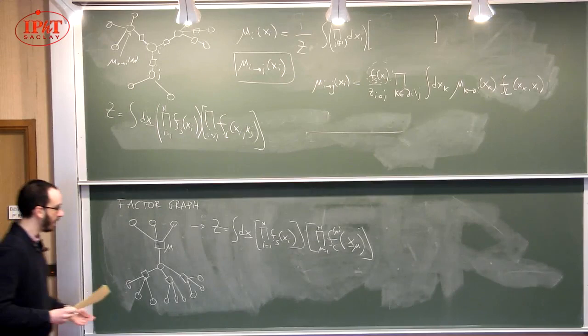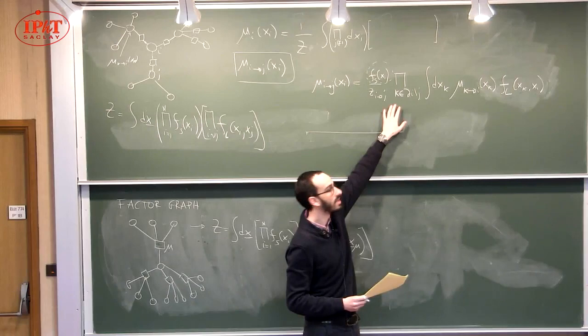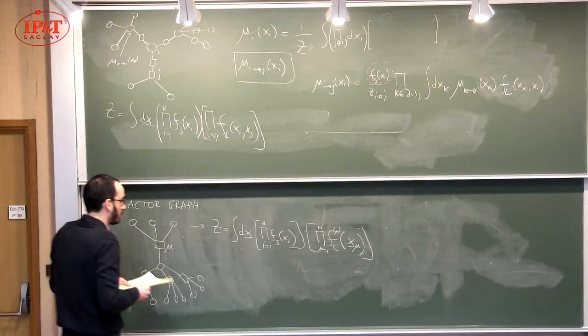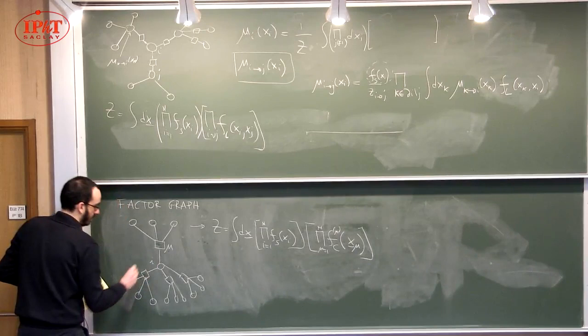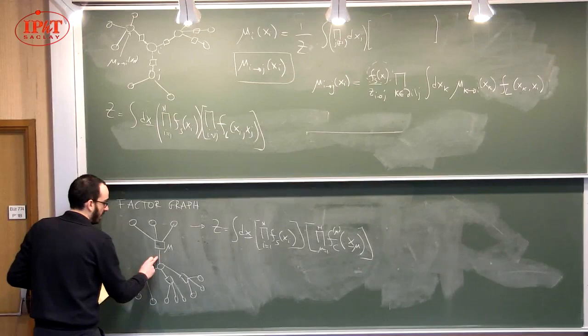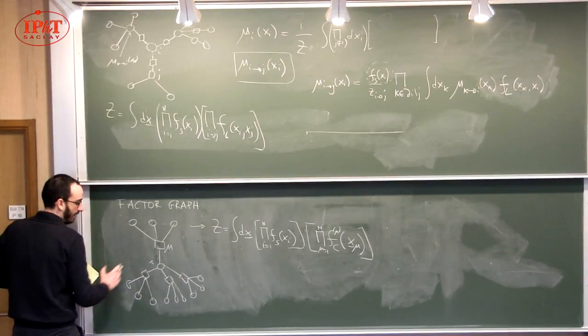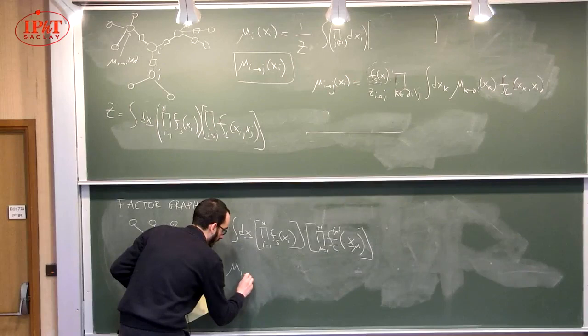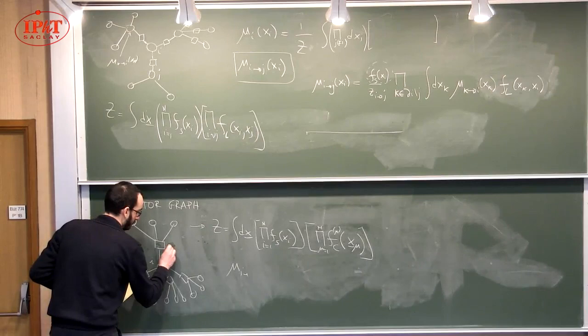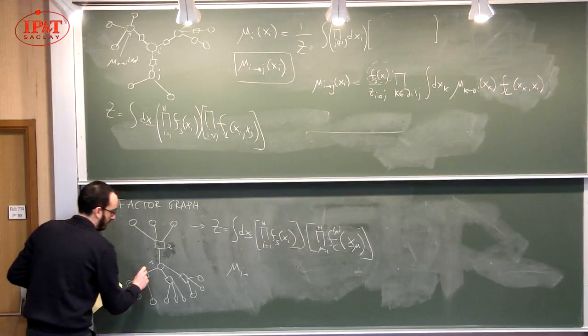And now we can write an equation that is in the same spirit of this one, just by using the same argument. So let me consider a site i, and this is mu. Then what I can do is that I can remove this link, the fact that this variable enters into this interaction, and therefore the graph becomes disconnected. So I can consider this marginal, let me call this a.